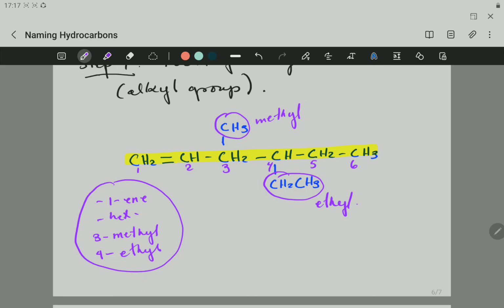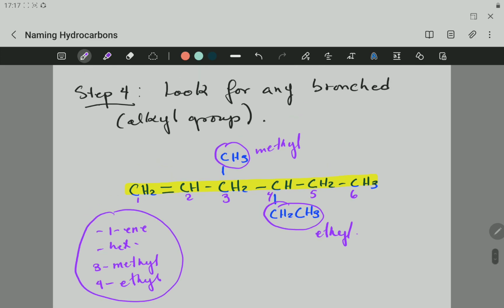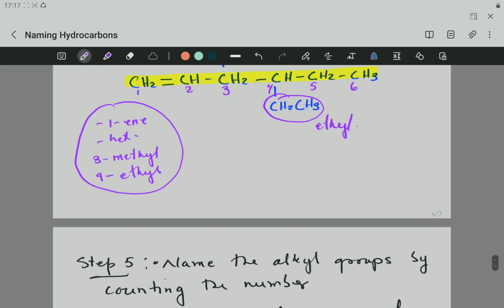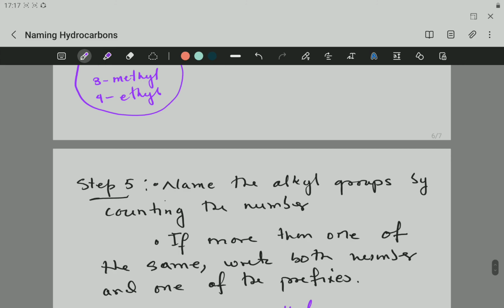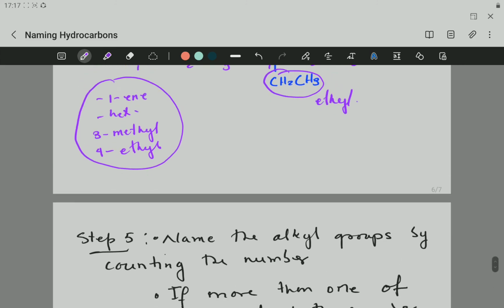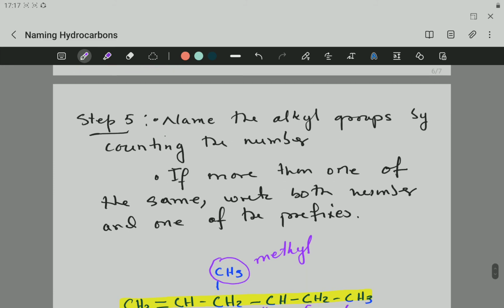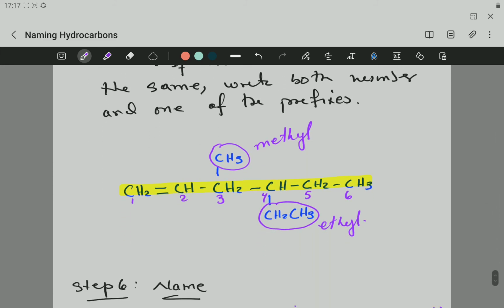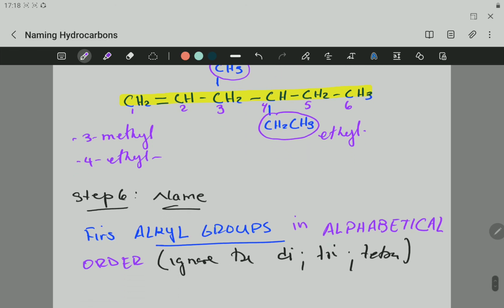All right? So, any questions up until here? I hope everything is sorted. If you have a question, you can write a comment and ask any question. Okay? Step 5, name the alkyl group by counting the numbers. That we did here. If more than one of the same, write both numbers and one of the prefixes. So, as we said, we have 3-methyl and we have 4-ethyl. Remember, if there is any question, you can ask in the comments.